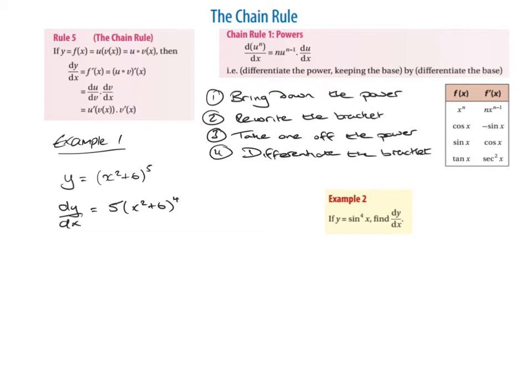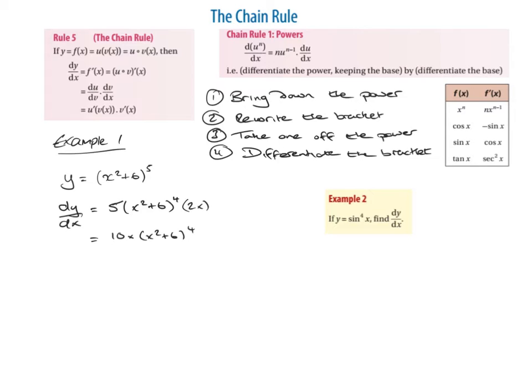And the last thing I need to do is differentiate the bracket. And the bracket is here, is x squared plus 6. And if I differentiate that bracket, the differential of x squared plus 6 is 2x. Once I've done that, I tidy it up a little bit. You can see I have 5 times 2x, which is 10x. So 10x, x squared plus 6 to the power of 4, and that's it.